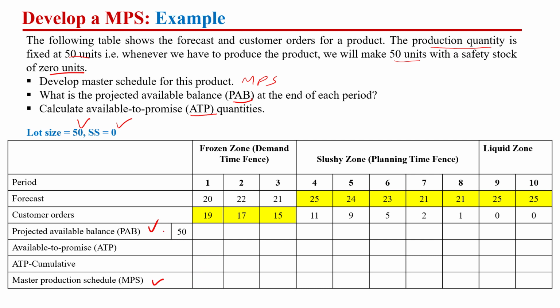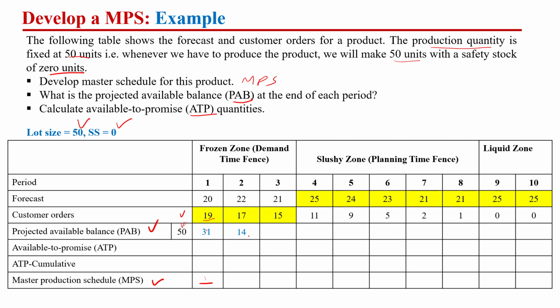As we know, for the frozen zone, we only consider the confirmed orders for the projected available balance. After that, we use only the forecasted demand. So there, 50 minus 19 is going to be our projected available balance, which is 31. That means I am meeting this demand with the help of inventory. So there will be 0 MPS. Again, 31 minus 17 is going to be the projected available balance.